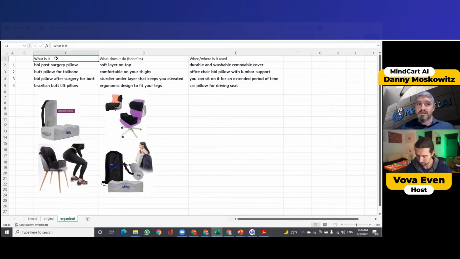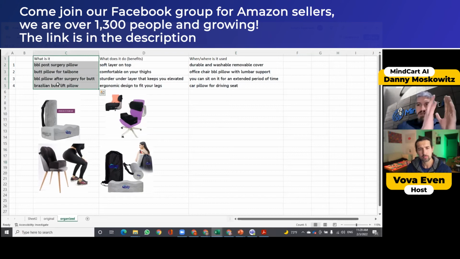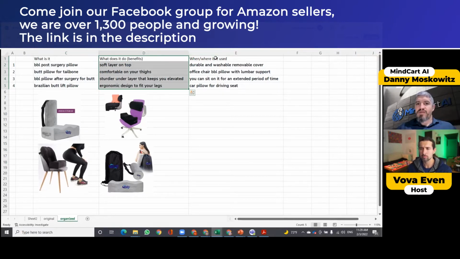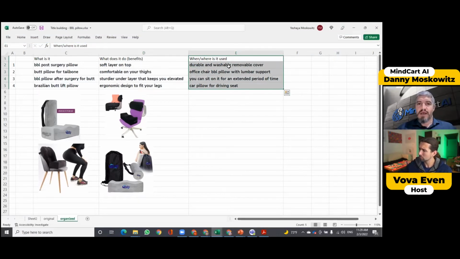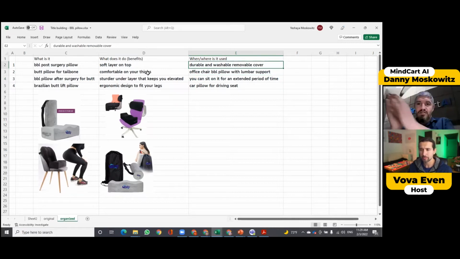So what is it, right? That's going to be the first thing in the title. That's going to occupy the first section of the title. The second section of the title is, what does it do? What are the benefits of it? And the third thing is, how is it used, and what do I do with it when I use it? Do people care about using it for an office chair? The fact that they can sit on it for extended periods of time. Those are the three key sections of the title, okay? And of course, the image. Now, once I have this organized, I basically have 4 sets of 4, right?